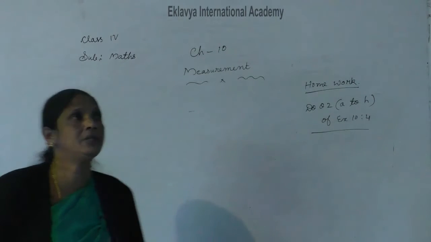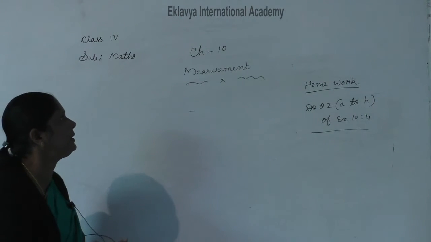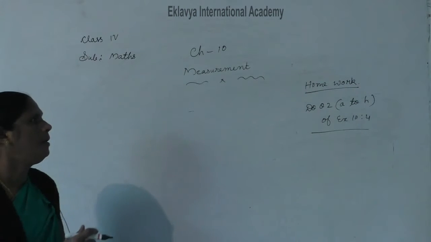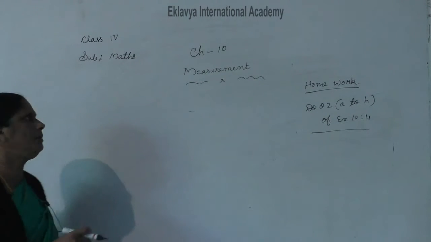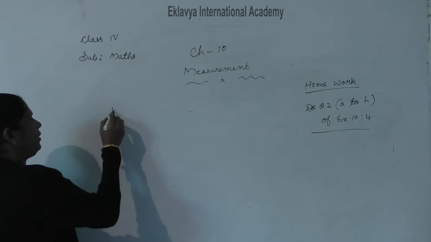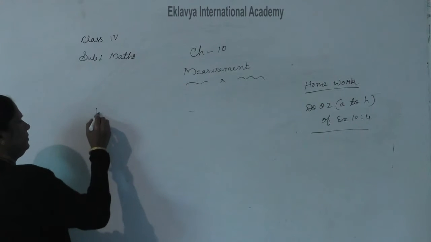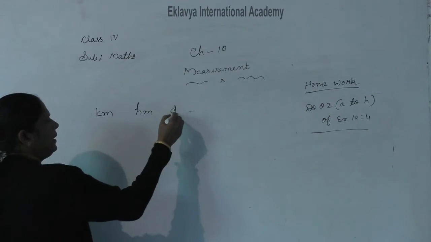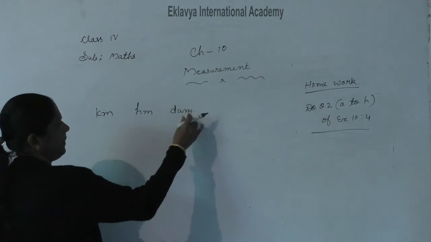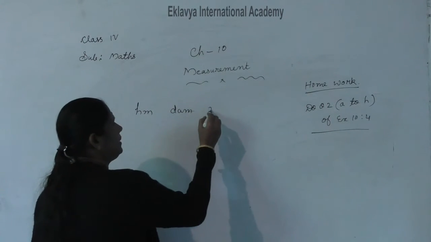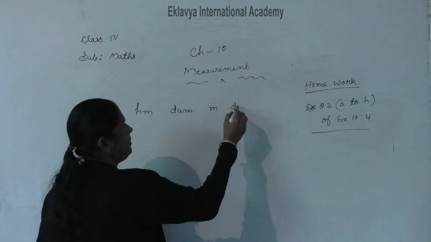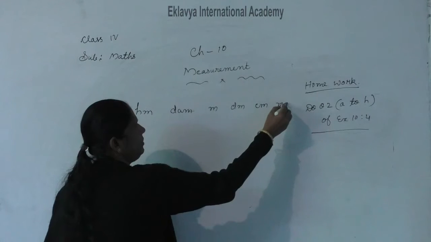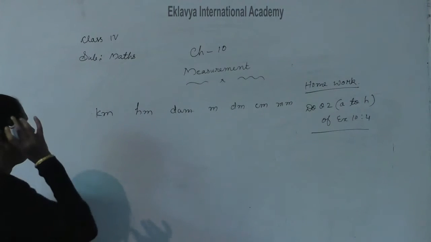Good morning students. Today we will study chapter 10 measurement, fourth part of this. You know the measurement table. First we have kilometer, hectometer, decameter, meter, decimeter, centimeter and millimeter.